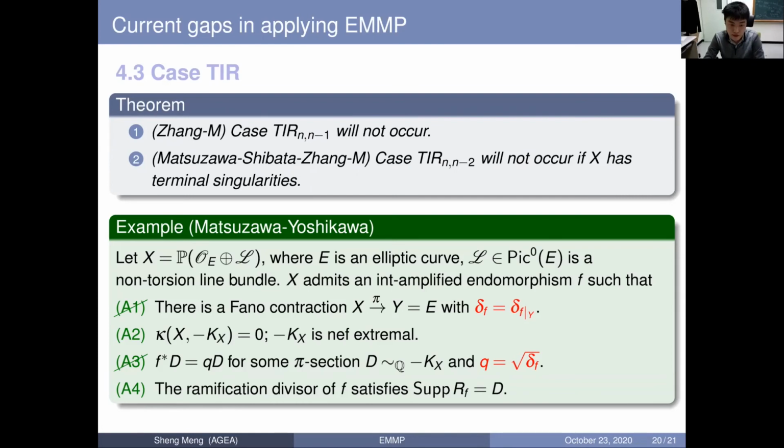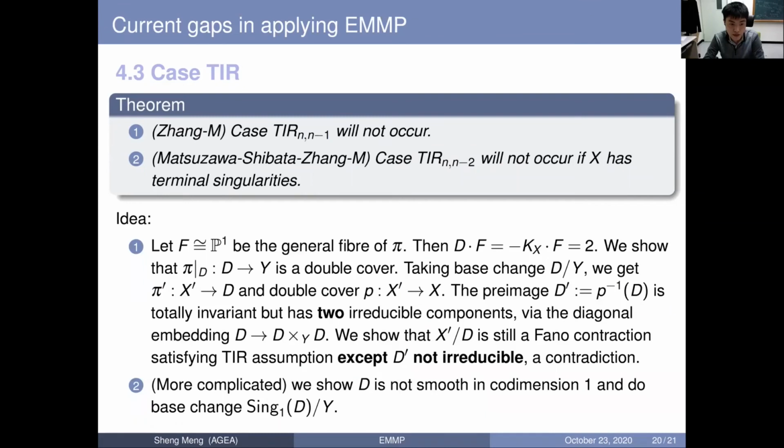Okay, so we see that the assumption about the dynamic degree, delta F greater than delta F restricted to the fiber, is important. Okay, in the end, I'll briefly talk about the idea of the proof. For the first case, we let F, isomorphic to a rational curve, be the general fiber of pi. Then by adjunction, we see that D intersect with the general fiber equals 2. And we know that D must cover Y.